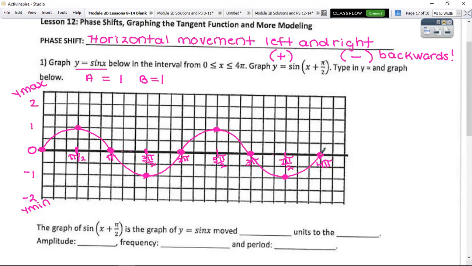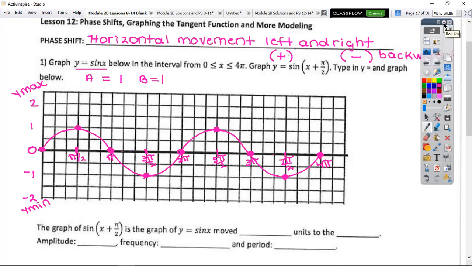The next thing we're going to do is take this and apply what's called a phase shift. So we're going to move it, and we have plus this time, so we are going to move it to the left. This is going to get moved to the left, pi over 2 units. You can do this by hand or with your calculator. It doesn't make any difference.